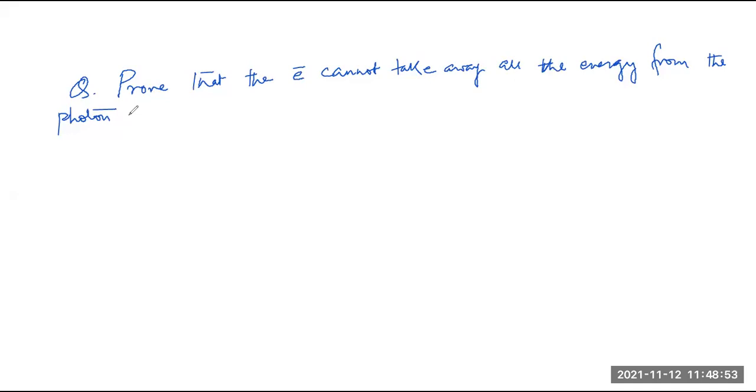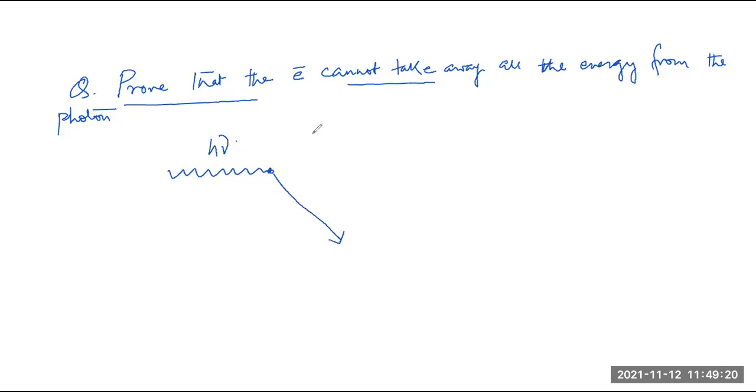What does the question want to say? You have to prove it mathematically. What is the energy of the incoming photon? h nu, or hc by lambda. Then there is an electron. You have to prove mathematically that this photon cannot give all of its energy to the electron.